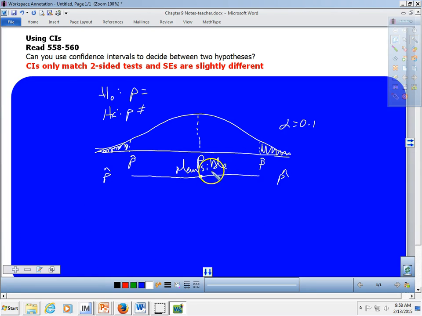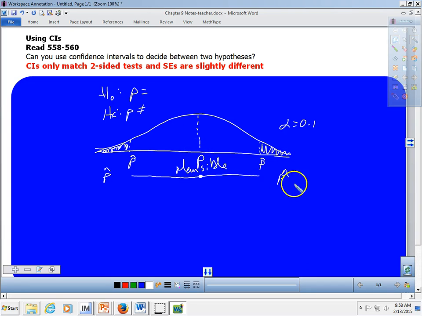And that's the connection. In an interval, we're getting plausible values that might be our population parameter, our population proportion. So any value that falls outside of that is not likely to occur. And so it's the same thing here. In a test, any P hat value that sits out here or down here is not likely to occur if P is assumed to be true, if the null is assumed to be true.